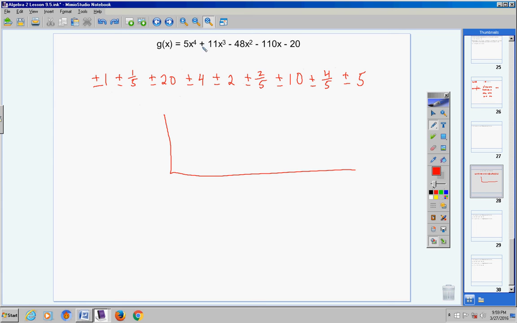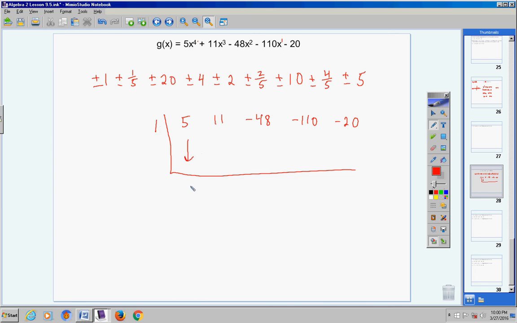Now, I'm not missing any terms. 4, 3, 2, 1, constant term. So I've got a 5, 11, negative 48, negative 110, negative 20. Now, remember the trick I taught you? Take the degree and add 1 to it, you get 5. You should have 5 numbers here, and I do. Now we're going to test the number positive 1, so here we go.